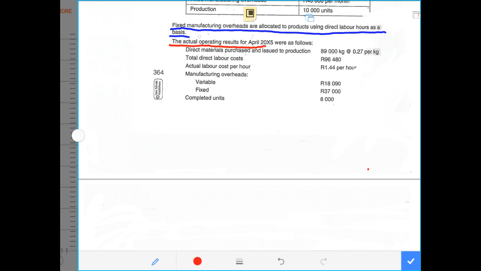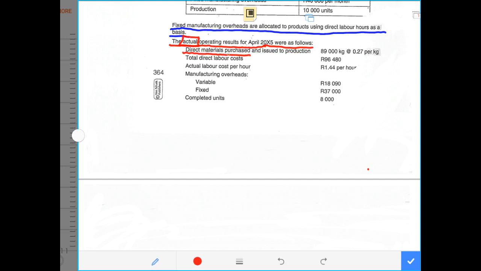So this is actual information. This is what actually took place, which will tell us whether there is a variance or no variance. Then we are given the direct material purchased and issued to production. Remember, when material gets issued to production, that means we start using that material for the purpose it was meant for, which is to be converted into a product.